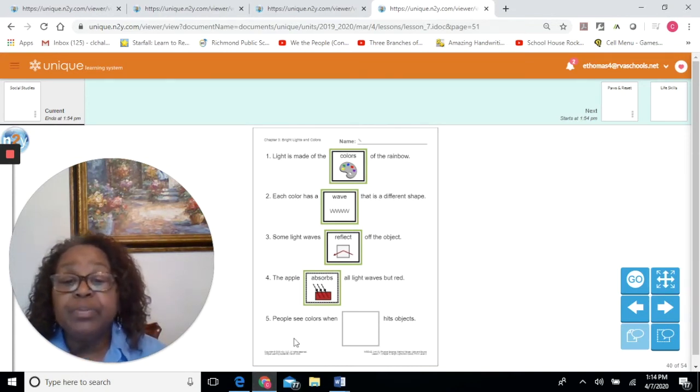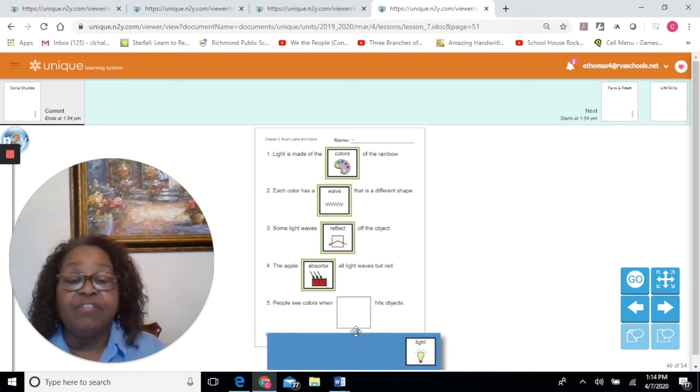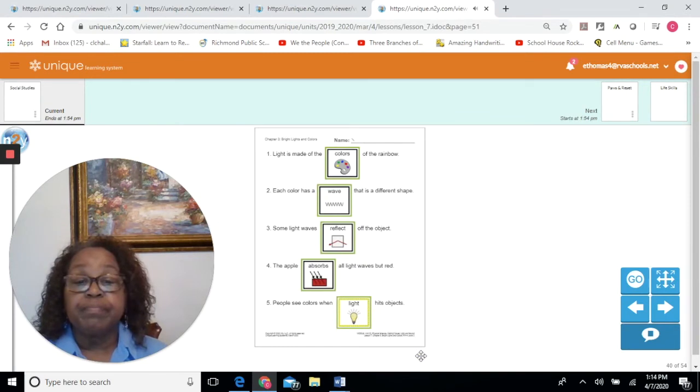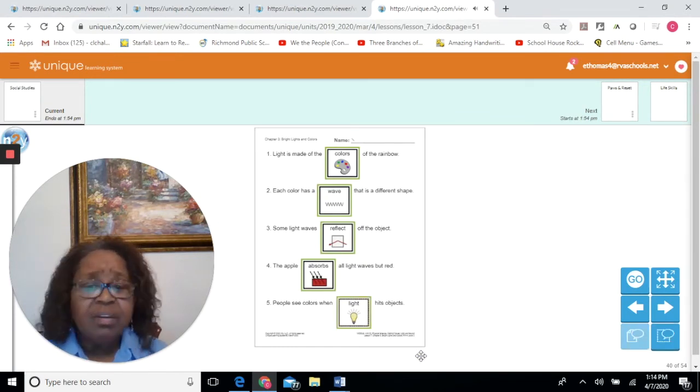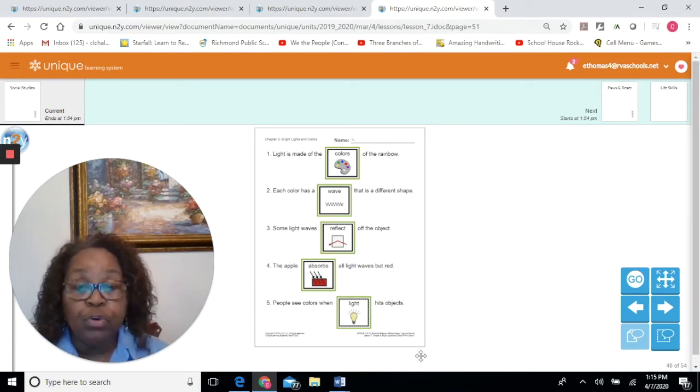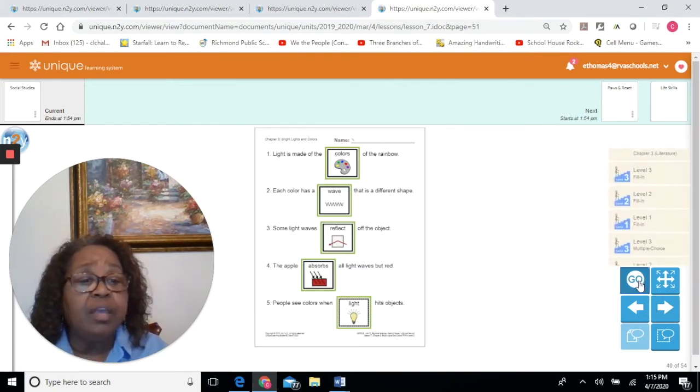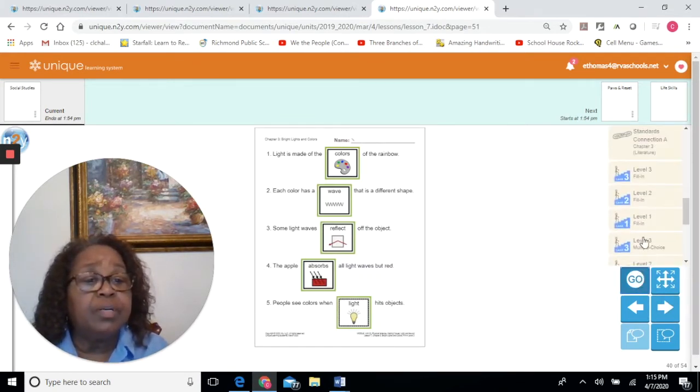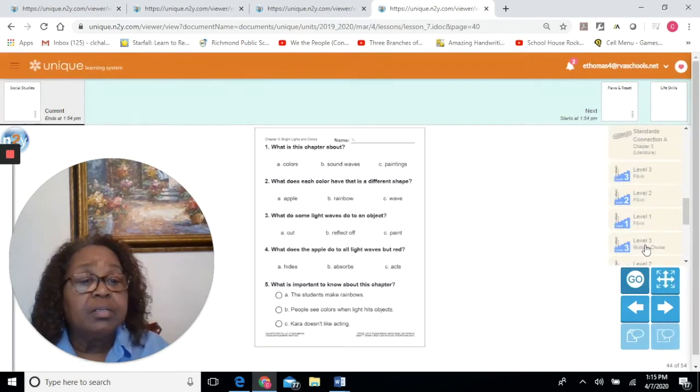Excellent. People see colors when blank hit objects. And here we have our final answer. People see colors when light hits objects. Very good. That was a fill in the blank. You had a word bank to help you with your answers. That was very helpful. Let's try another type of answer the questions.